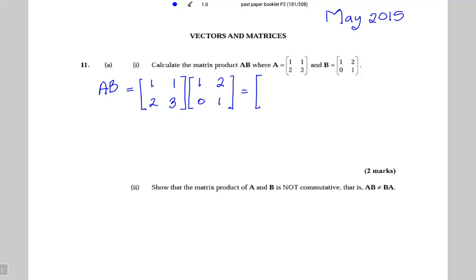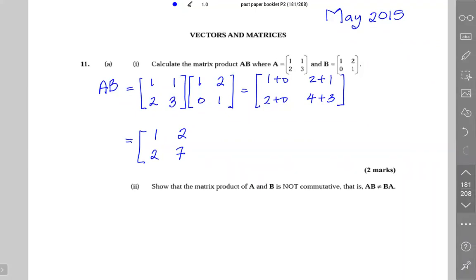Row by column: 1 times 1 is 1, 1 times 0 is 0. Top row right column: 1 times 2 is 2, 1 times 1 is 1. Bottom row left column: 2 times 1 is 2, 3 times 0 is 0. Bottom row right column: 2 times 2 is 4, 3 times 1 is 3. So the matrix product AB would be equal to 1, 2, 2, 7. Sorry, it should be 1, 3.